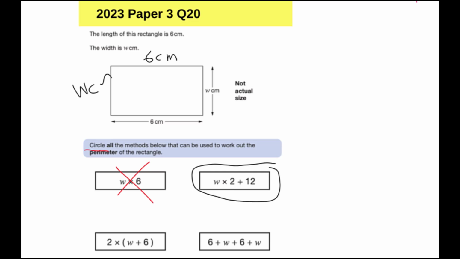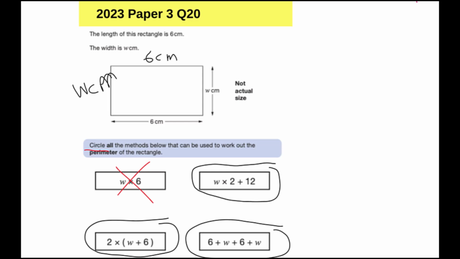All it's saying is that we need 2 lots of W plus 6. I do need W plus 6, and we do need to double it because there are 2 lots of W's and there are 2 lots of 6. So that is correct. And then the next one says 6 plus W plus 6 plus W. This is also correct because we have got a 6 and a W and a 6 and a W. So that is also correct.